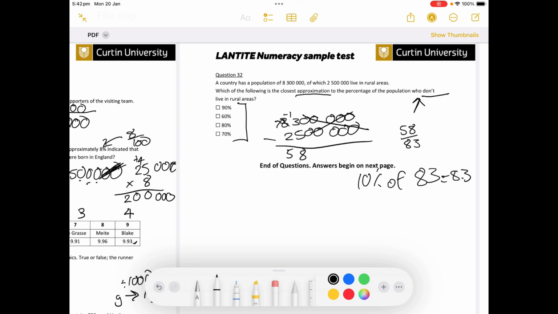So how many, 8.3, that's pretty close to 8. So let's say how many 8s fit into 58, okay? So how many 8s fit into 58? And that's going to be 7 with a bit remaining, okay? So I think that the closest thing is going to be, I've got 7 10%, okay? So that would be roughly 70%. So that's going to be my answer here, 70%.